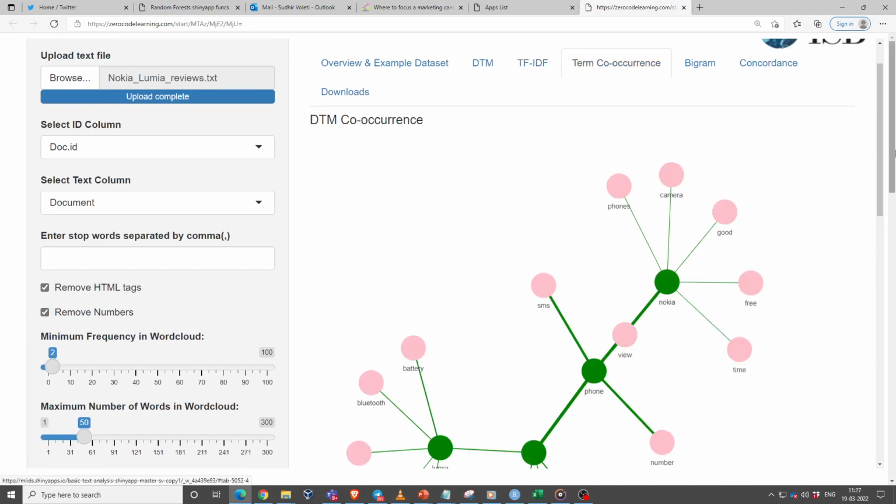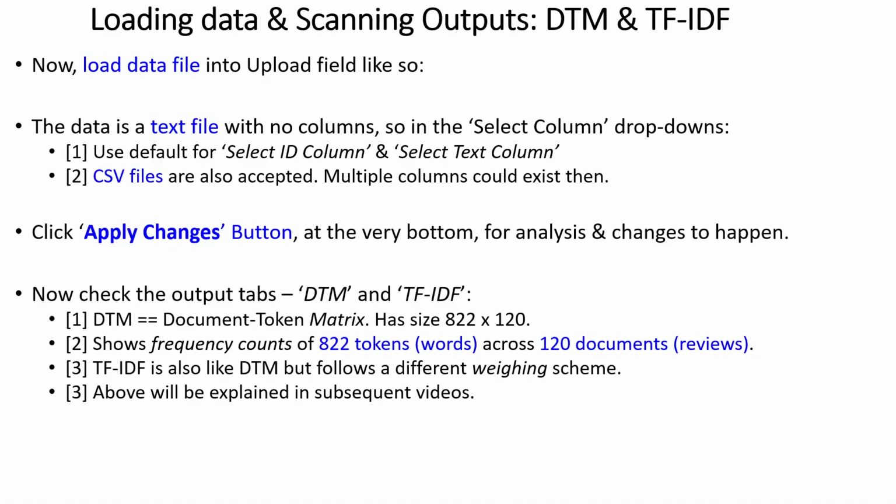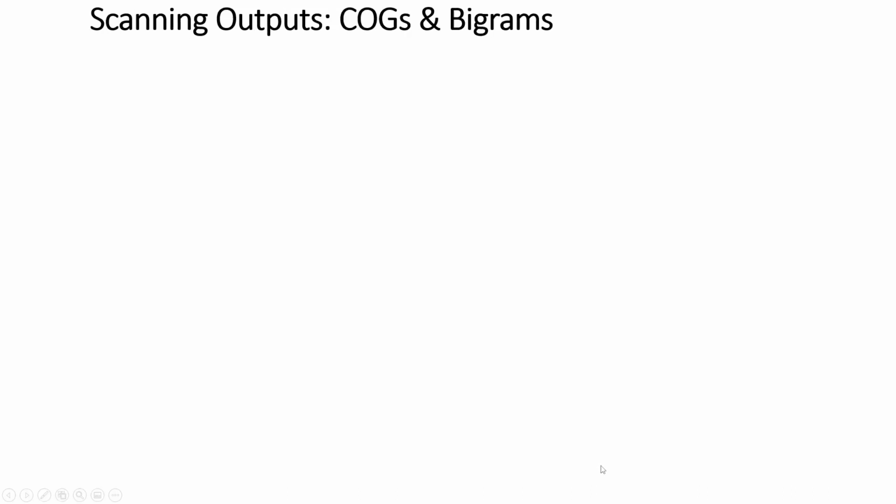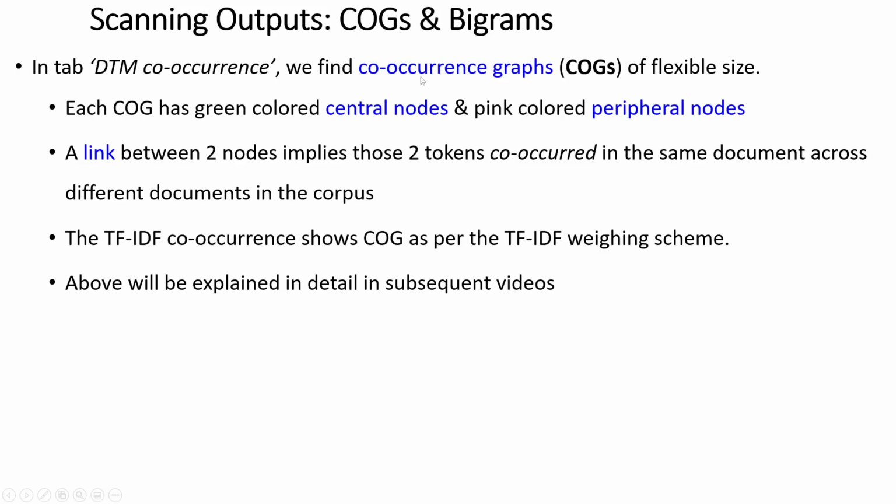Okay, let's come to term co-occurrence. We have seen this: frequency counts of these 822 tokens over 120 documents. I will explain what these are subsequently. We have also seen how to use the stop words. It's not a tab, it's actually an input field, comma separated words that we want to drop from the analysis. Now, let me bring you to co-occurrence graphs, also called COGs.